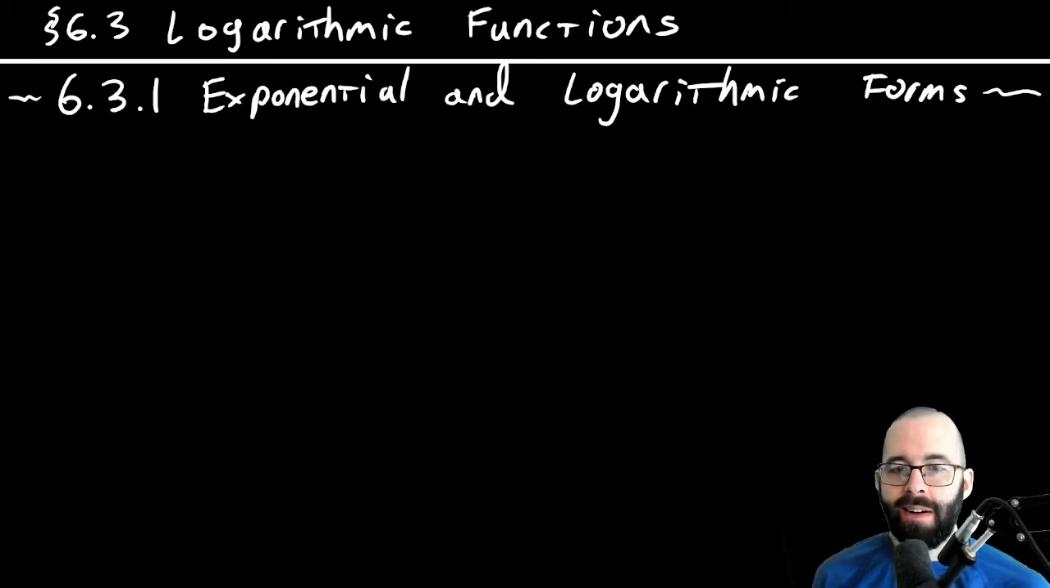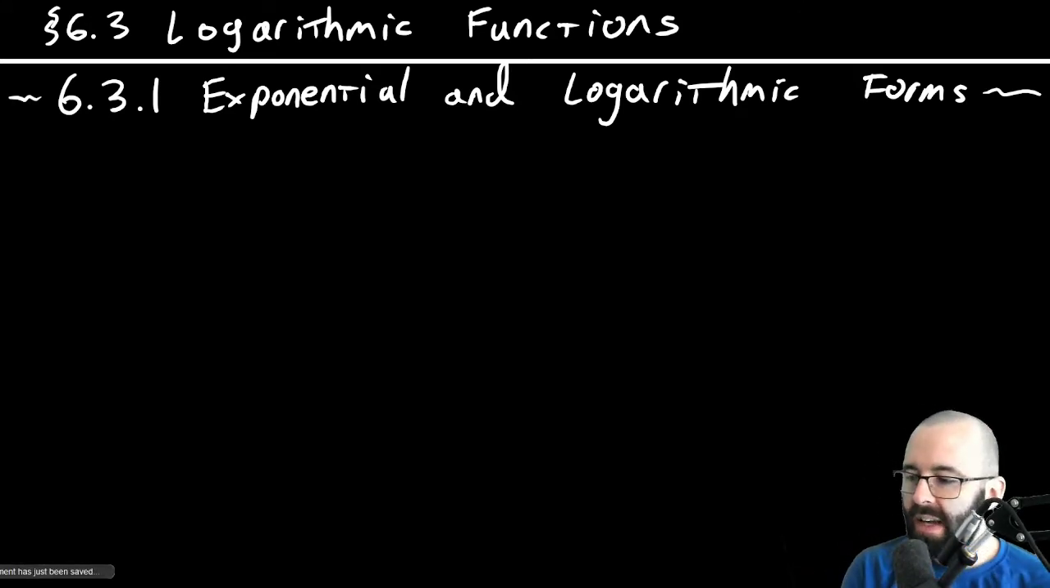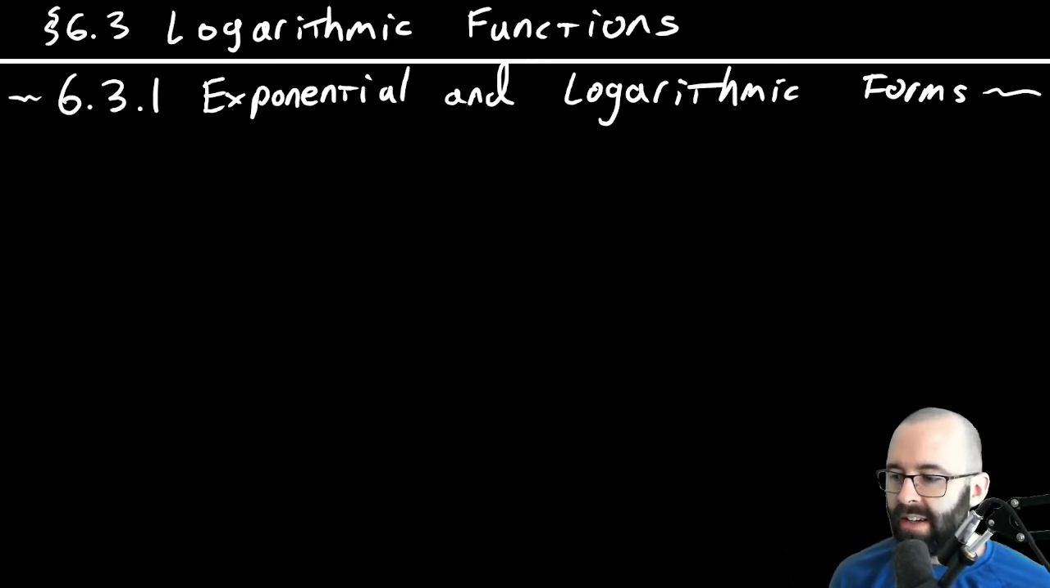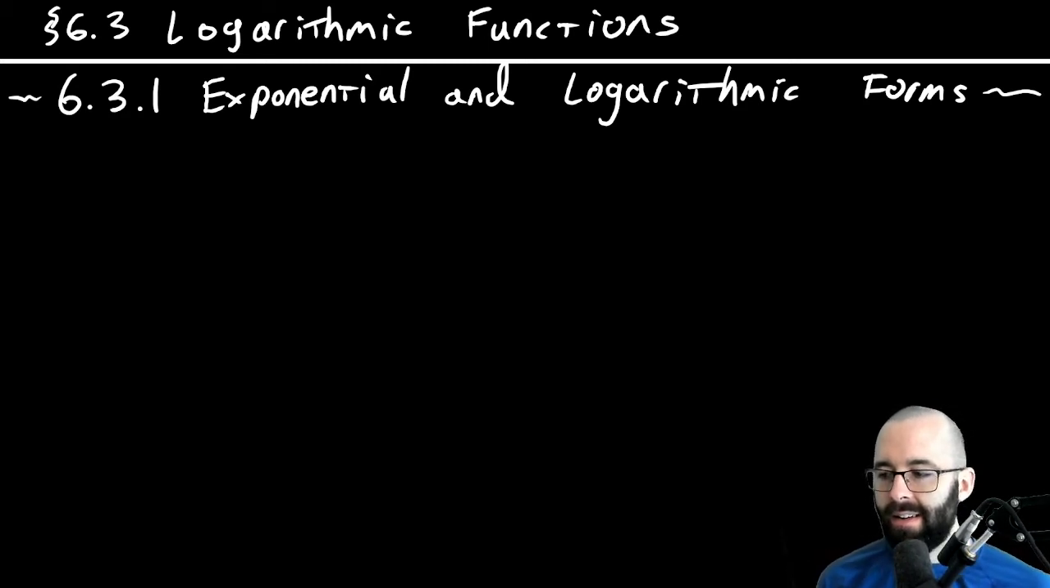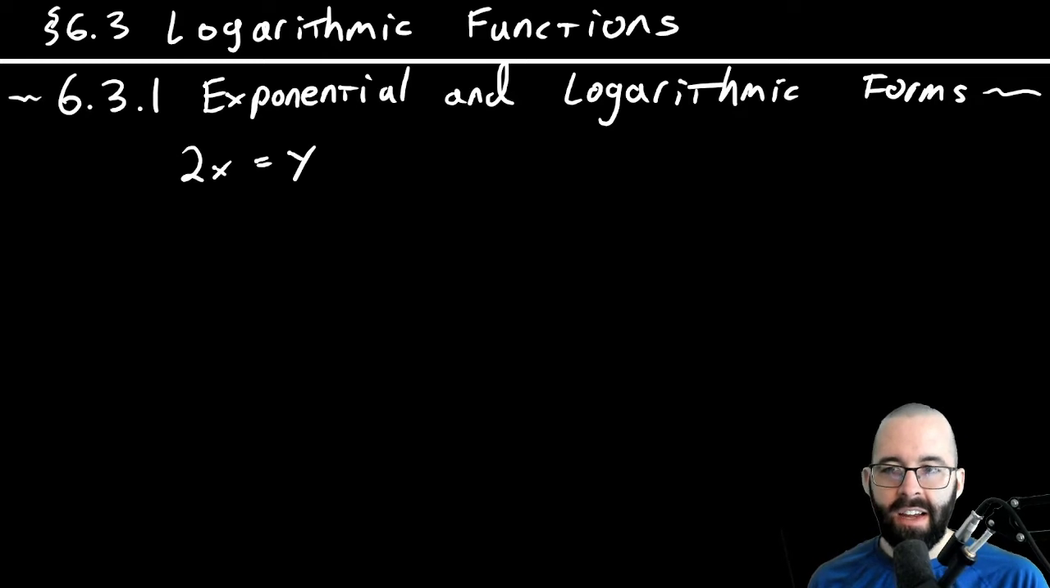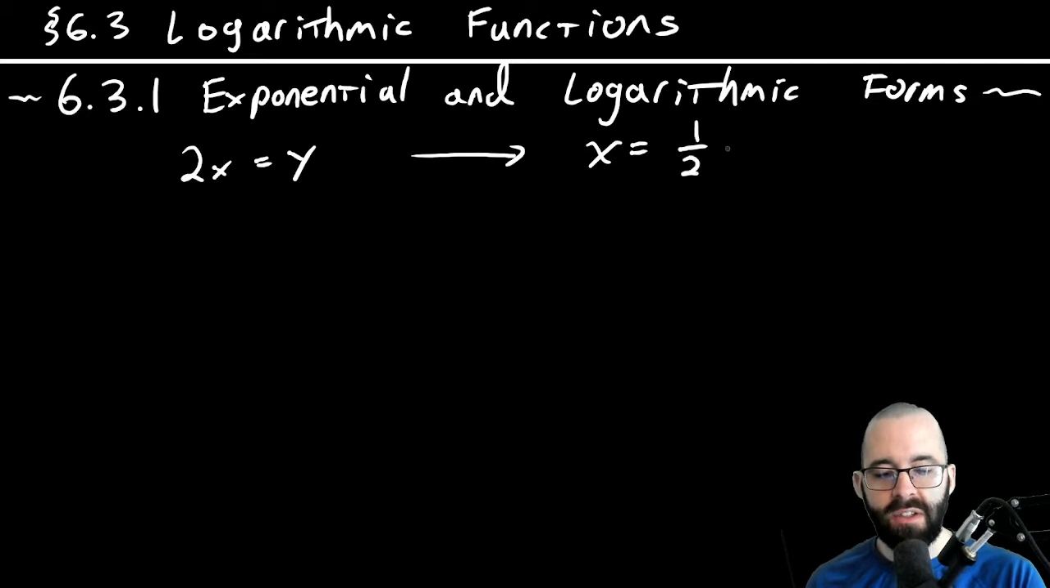So we're going to start, before formally introducing logarithms, let's remember some things about inverse functions. 3.7, I believe, was inverse functions. And we had some examples of inverses. Here are some of them. If 2x equals y, how do we undo that multiplication? We undo that multiplication with division. We would say x is equal to y over 2. Or you could think about it as multiplying by the reciprocal.